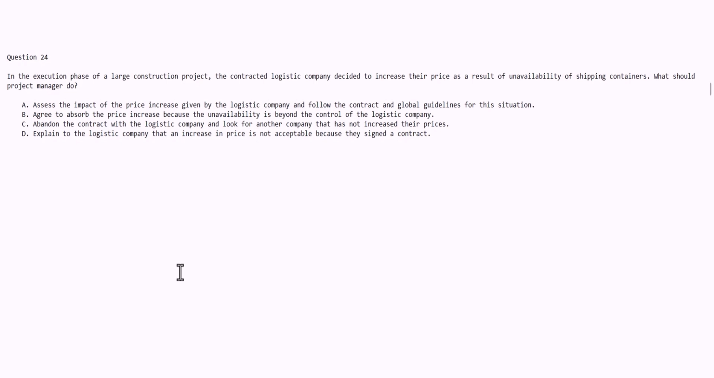Option A, assess the impact of the price increase given by the logistics company and follow the contract and global guidelines for the situation. Option B, agree to absorb the price increase because of the unavailability is beyond the control of the logistics company. Option C, abandon the contract with the logistics company and look for another company that has not increased their prices. Or option D, explain to the logistics company that the increase is not acceptable because they signed a contract. So we're going to go ahead and pause the video momentarily, give you the opportunity to answer, and then resume it with the actual results.